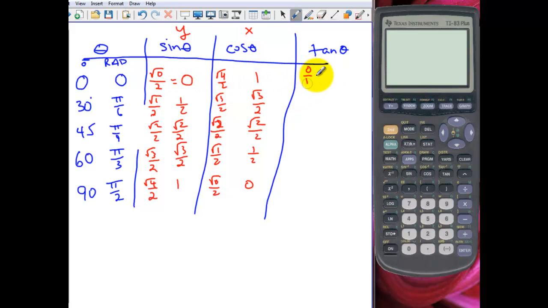0 over 1 is 0. 1/2 over square root of 3 over 2. If we simplify that and rationalize, you'll get that. Here we have radical 2 over 2 over itself. Something divided by itself is 1. Here we have radical 3 over 2 divided by 1/2, which simplifies to be radical 3. And here we have 1 divided by 0, which is undefined.